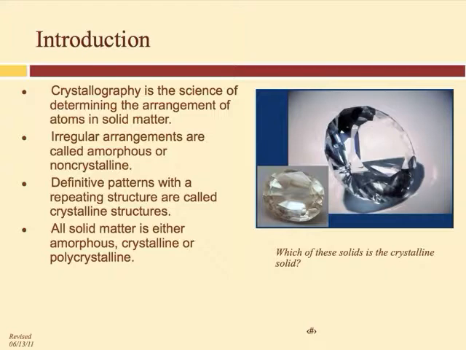And if things are not regularly aligned, if they don't have long-range order, we can call them amorphous or non-crystalline structures. And if we have repeating structures, then we call them crystalline. There's a little bit of a caveat. There's something called polycrystalline, which is in between the two. Okay, so you can see the picture here.